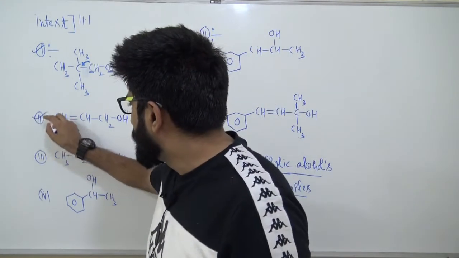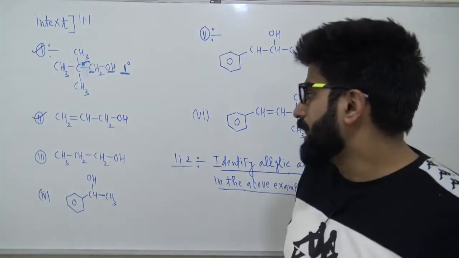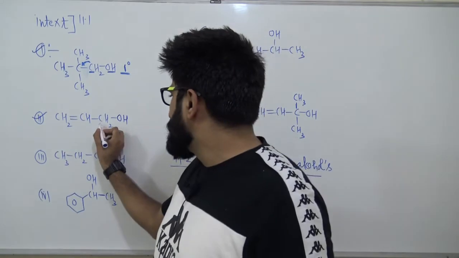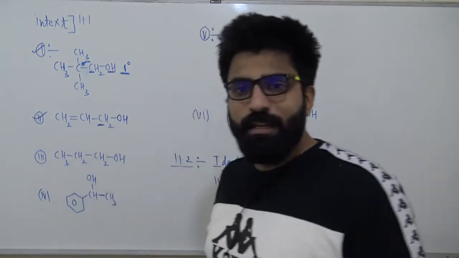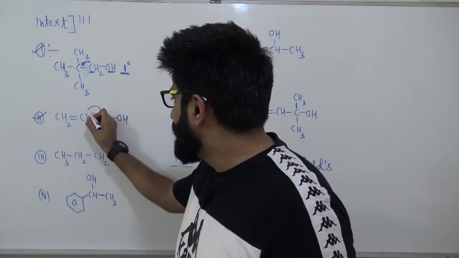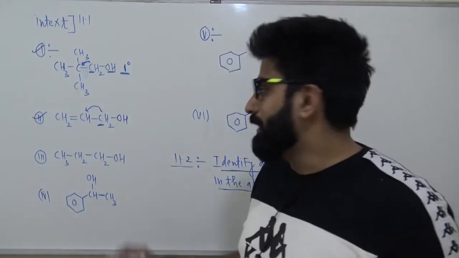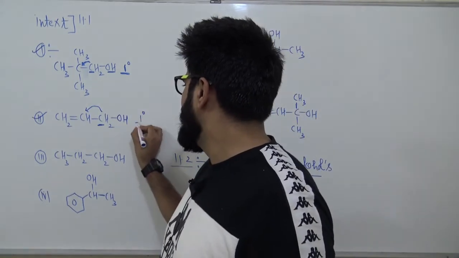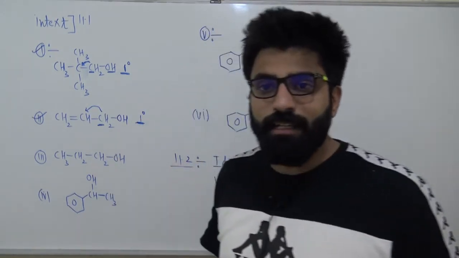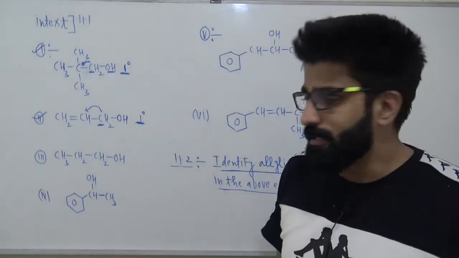Come to question number 2. Again, the same degree question, right? Check the carbon to which OH is attached, this carbon, and this particular carbon is only attached to one carbon atom. So again here the degree is 1 degree, or we also call it primary, right?